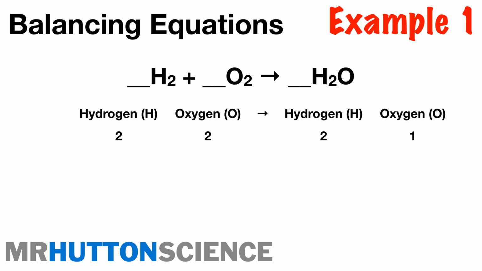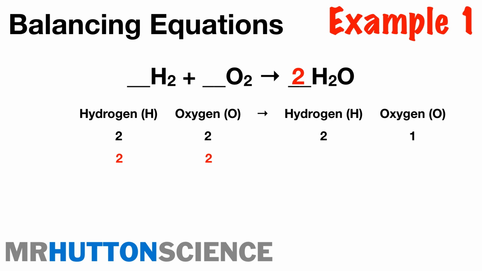Remember, we cannot change the subscript numbers. We can only put large numbers in front of the species to change the number of species we have. So if we want to get 2 oxygens on the right hand side, we need to change the number of water molecules or H2O molecules that we have. So we're going to put a 2 in front. Now we count up the number of atoms we have on each side again. We've done nothing to the left hand side, so we should have 2 hydrogens and 2 oxygens still.